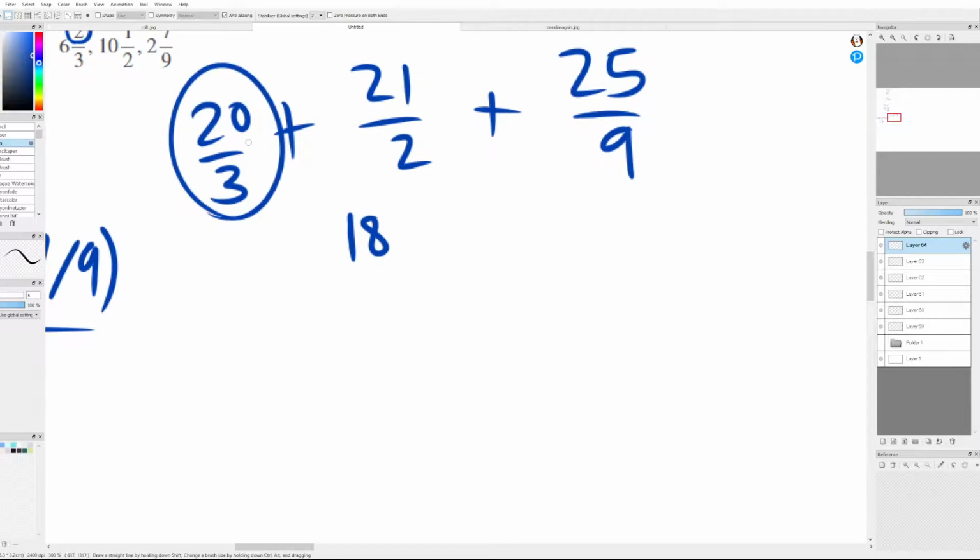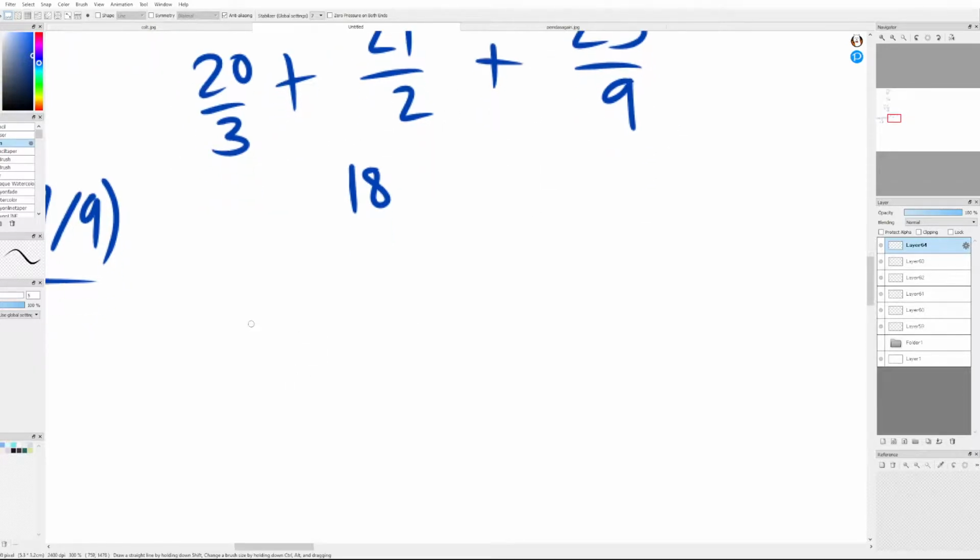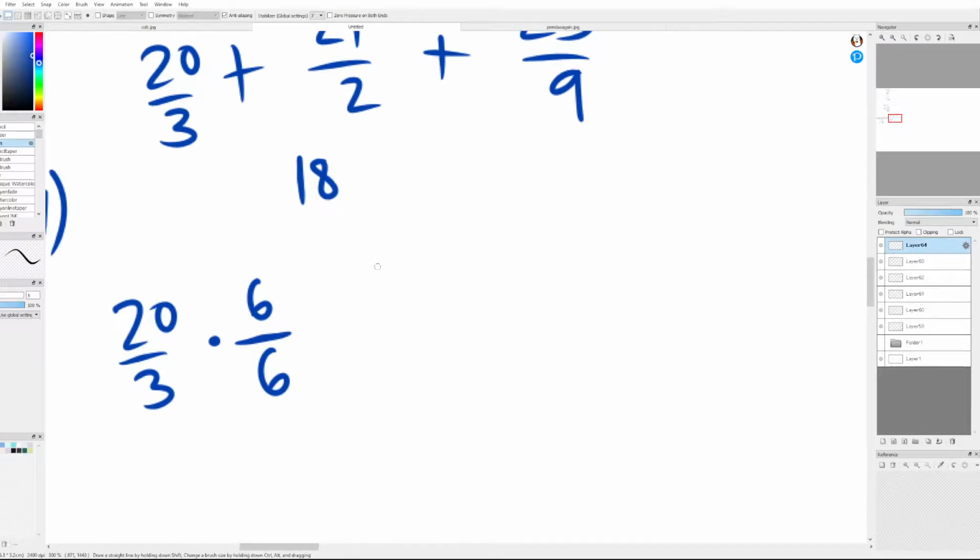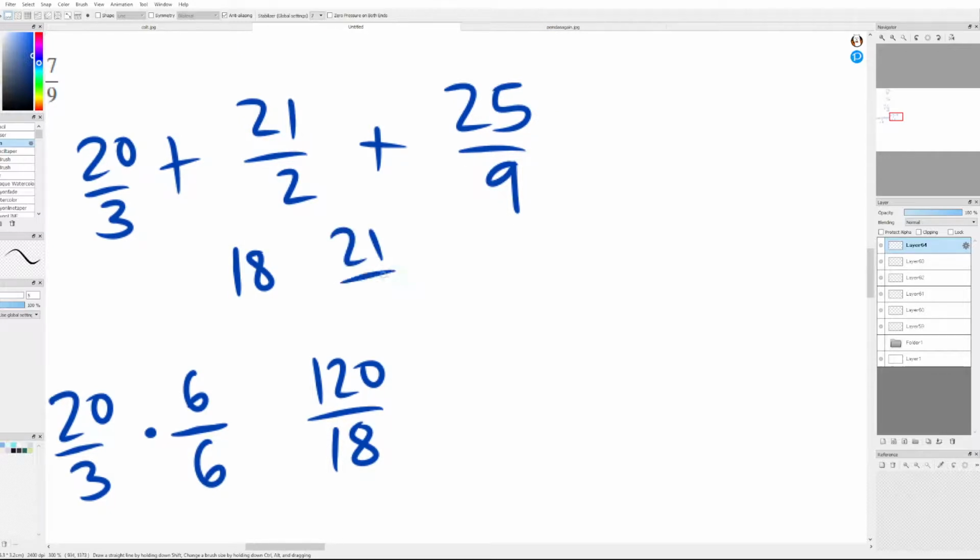So we want to make sure all of these get the denominator 18. 20 over 3, we can times this by 6 over 6, and it's okay to do that because 6 over 6 equals 1, and timesing anything by 1 equals itself. It's just changing how it looks. So this is going to change to 120 over 18. 21 over 2, we can times 9 over 9 by this, and I don't know 21 times 9 off the top of my head. It's going to be 189, and it's going to be over 18.